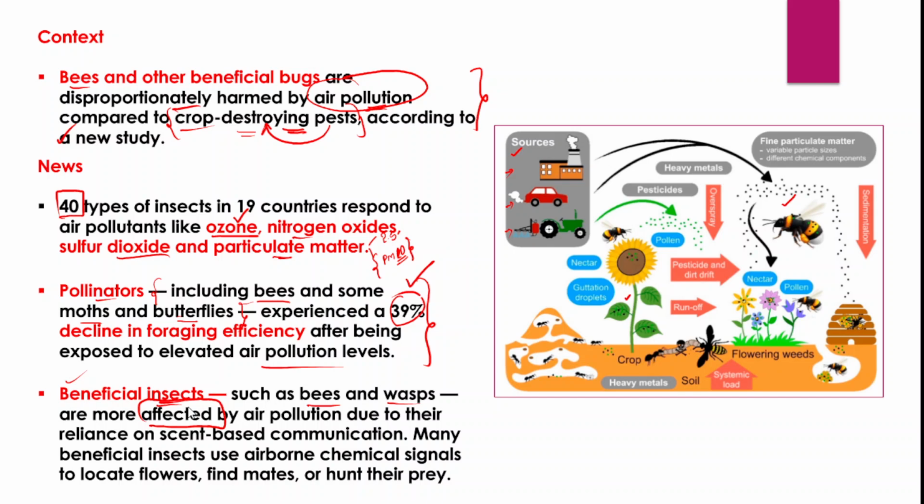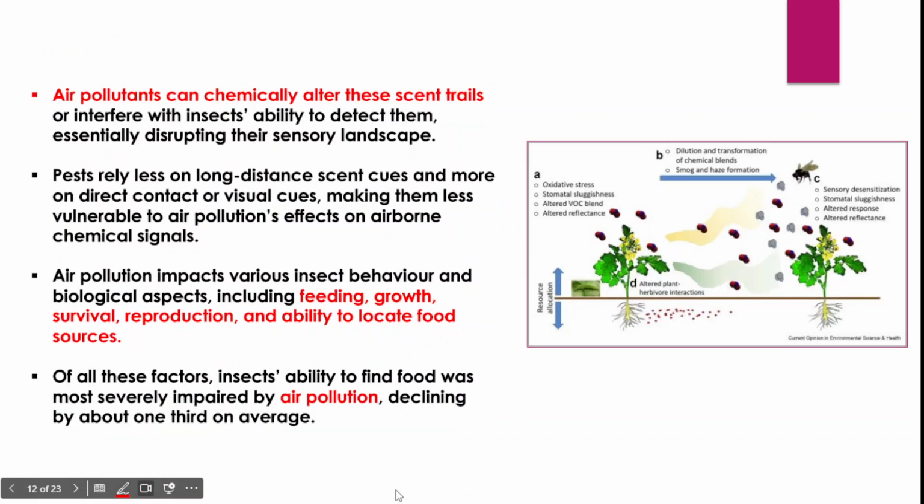So why is there a differential impact of air pollution on the pests and beneficial insects? It is because insects mostly rely on scent-based communication, right? Many beneficial insects, including bees, wasps, moths, use airborne chemical signals, right? So they very often use airborne chemical signals to locate flowers, find mates and hunt their prey. Because of increasing air pollution, there is a disruption in the communication of these beneficial species. Right, so that is one of the reasons.